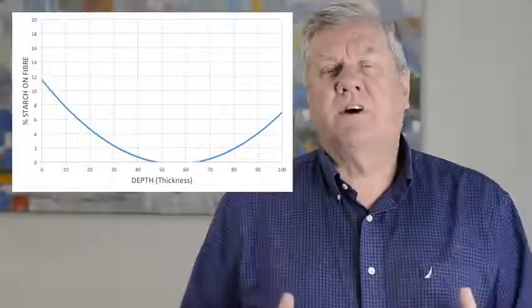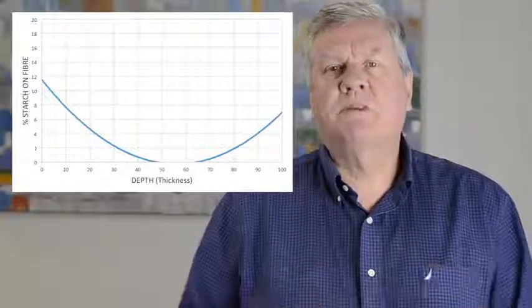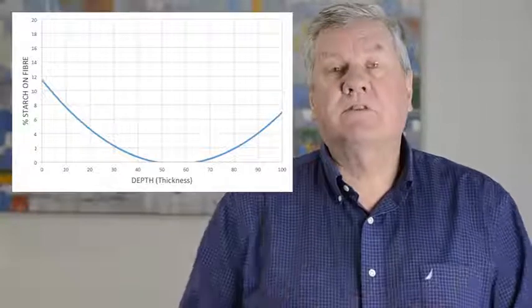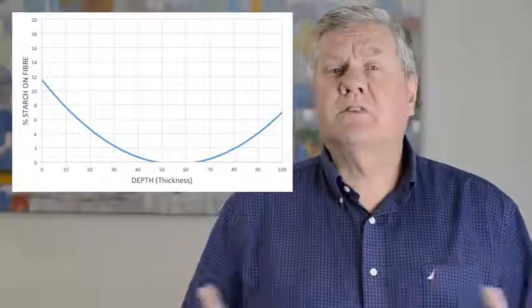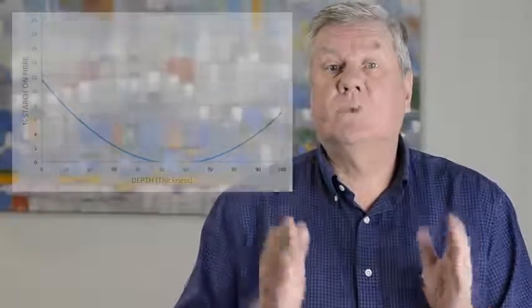Now, starch profiles can be very important because they will change the property that you receive from a given amount of starch. If you have a lot of starch on the outside of the sheet, then a lot of that starch, its effect is wasted. You want to minimize that as much as you can.